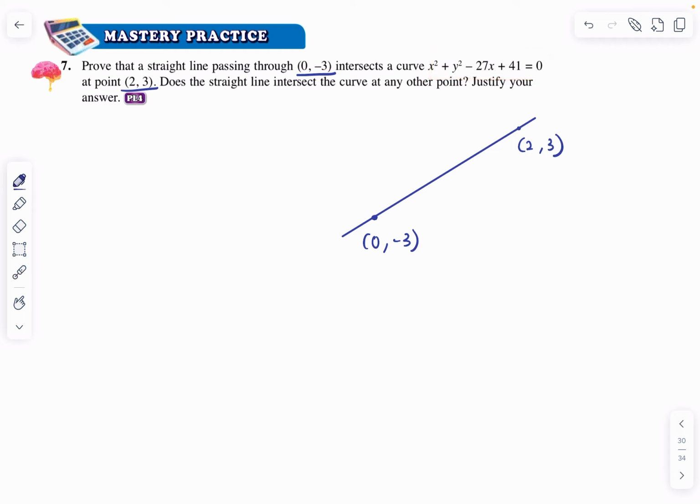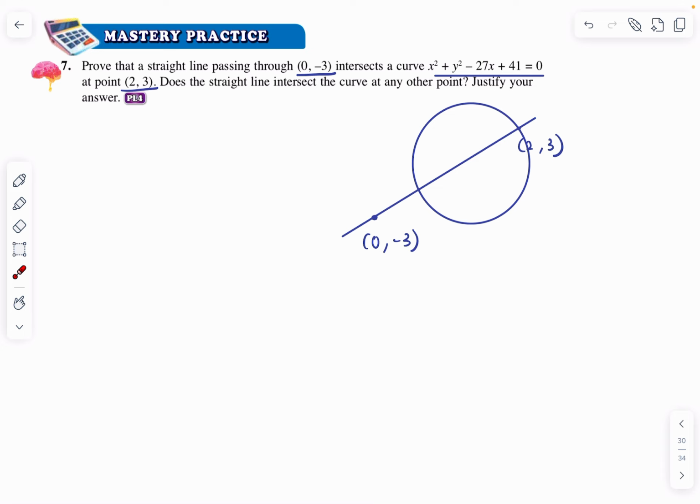So this is actually a circle. So let's assume it's like this. Okay. So it intersects the curve at 2, 3. Does the straight line intersect the curve at any other point? Justify your answer. Alright. So we need to see if it intersects at another point.